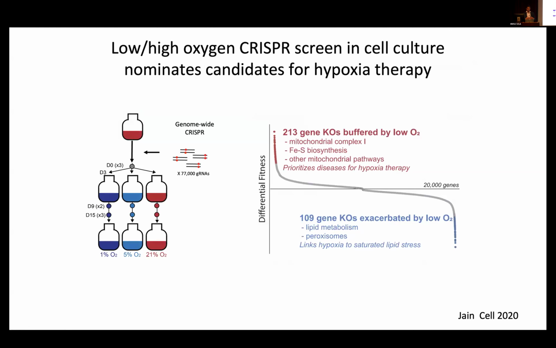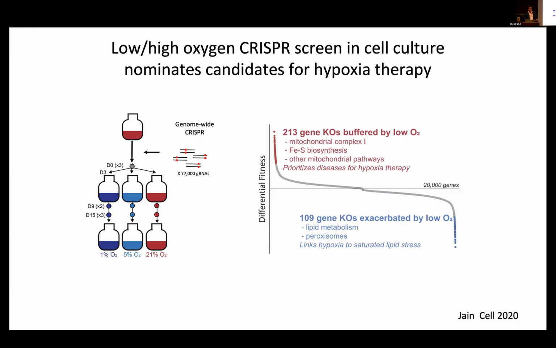We've also done low-high oxygen CRISPR screens. We've identified more than 200 genes that, if you knock them out, you'd call essential genes in normoxia, but under low O2, they're okay. These are almost like temperature-sensitive mutants, but we call these OxyS mutants, oxygen-sensitive mutants. This helps us to nominate candidate diseases that might benefit from hypoxia therapy.